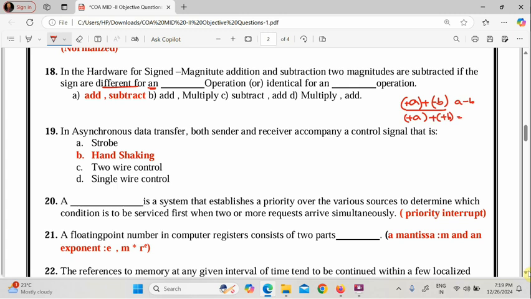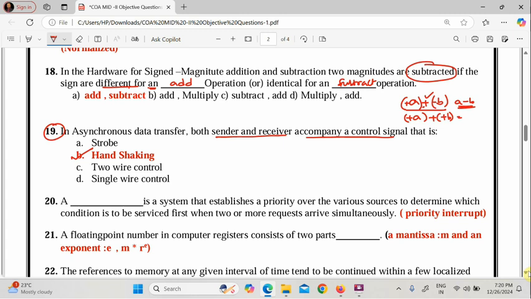So the point here is, in the hardware for signed magnitude addition and subtraction, two magnitudes are subtracted if the signs are different for which operation? Addition operation. We are performing addition but performing subtraction. Identical signs, for which operation? Subtract operation. In asynchronous data transfer, if both sender and receiver accompany a control signal, we call it the handshaking method. If not accompanying, we call it the strobe pulse method.